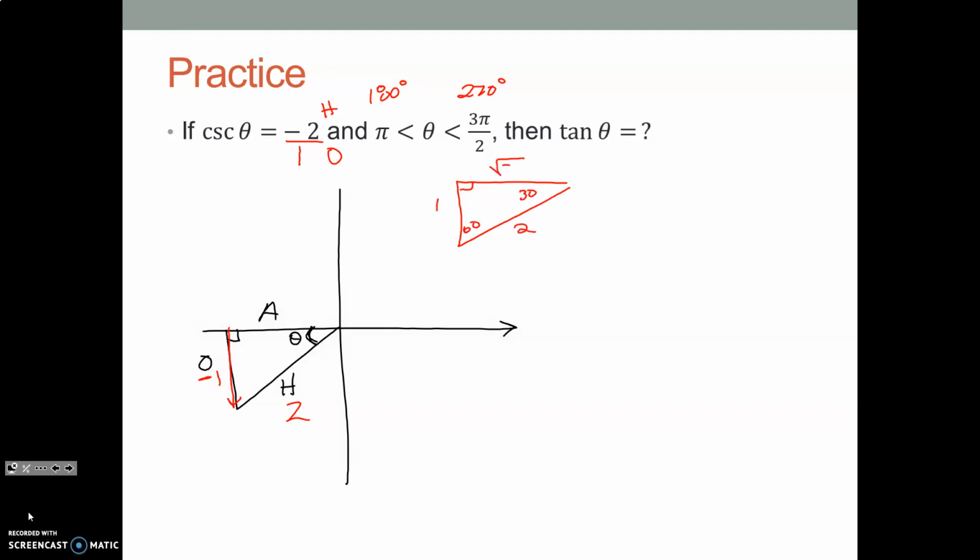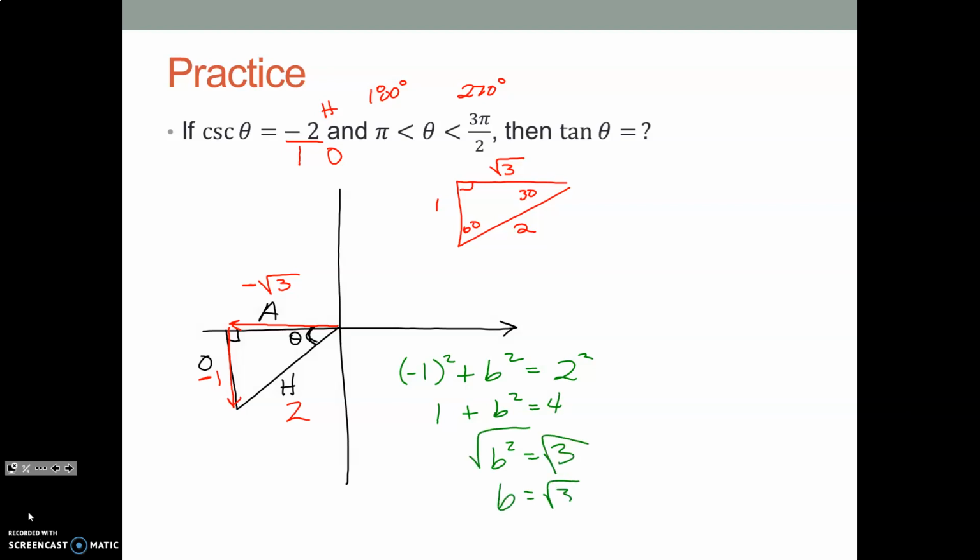Well, 30, 60, 90 means that this side here, my adjacent, needs to be the square root of 3. It is not positive, though, because I am moving to the left, which makes this a negative square root of 3. And again, you can always do negative 1 squared plus b squared equals 2 squared. That gives me 1 plus b squared equals 4. Subtract my 1, b squared equals 3. Square root, and I get that b is the square root of 3. So you can always just do the Pythagorean theorem if you do not recognize it.